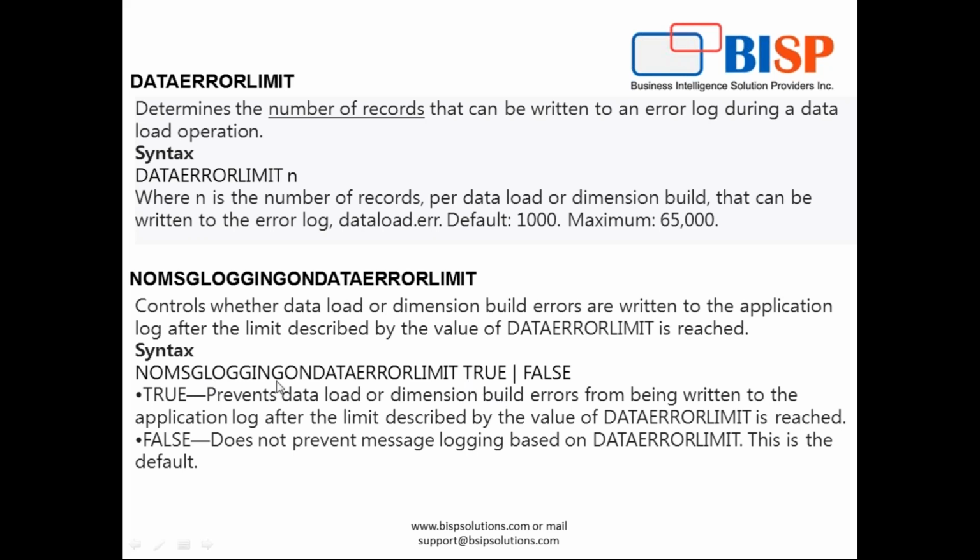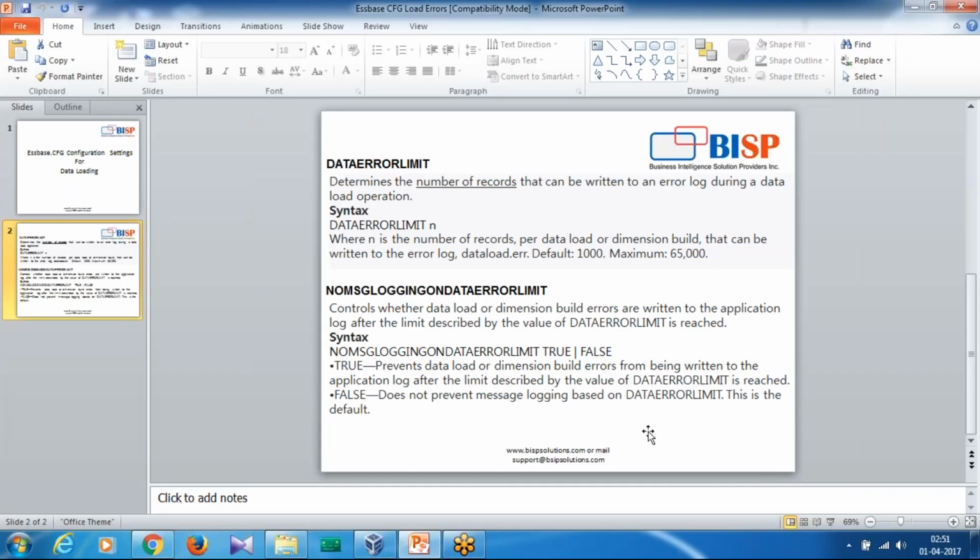When you set this parameter to true, it prevents data load or dimension build errors from being written to your application log file. As I said, the more information you write to your application log file, the more time it takes. So it makes sense to record only the information in the log file which you really need for analysis. False does not prevent message logging based on the data error limit, and this is the default. So let's see, before adding this parameter and after adding it, what benefit we get.